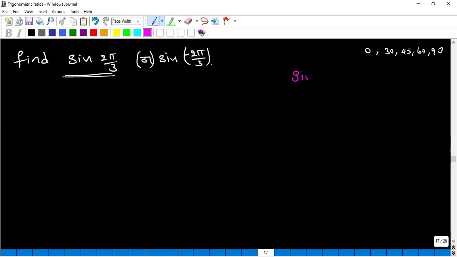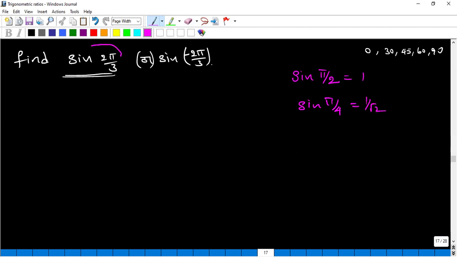What is sine pi by 2? This is very easy. Pi by 2 is nothing but 90, so sine 90 is 1. What is sine pi by 4? Pi by 4 means 45 degrees, so sine 45 is 1 by root 2.